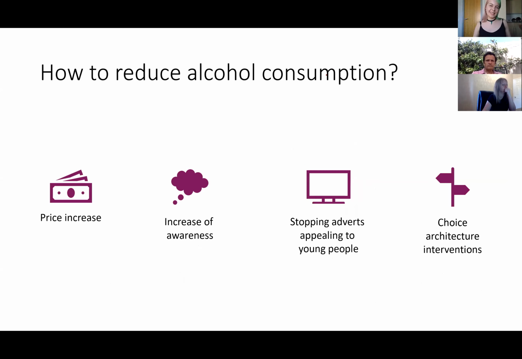So it's important to reduce alcohol consumption, and there are many ways in which this can be done, and these are just some of them. For example, you can make alcohol more expensive so that people think twice before spending money on alcohol. You can also increase awareness by telling people about all the risks associated with alcohol consumption. You can stop adverts appealing to a younger audience so that they don't associate drinking alcohol with something cool. Or you can use choice architecture interventions, and that's what I'm going to be talking about today.